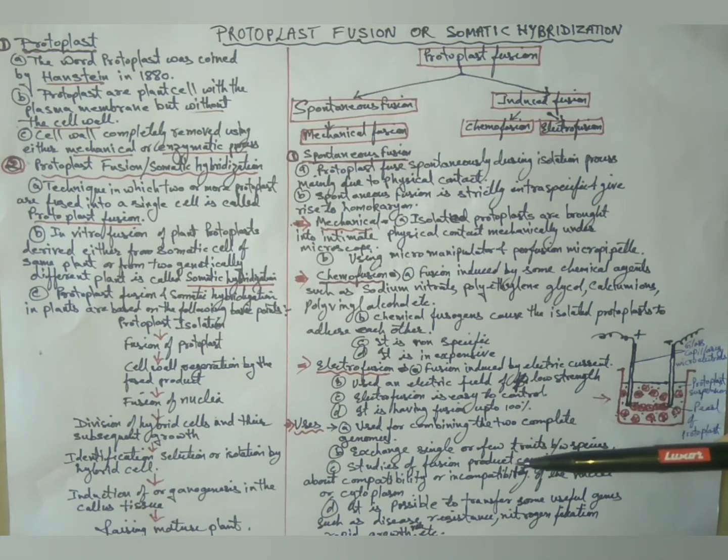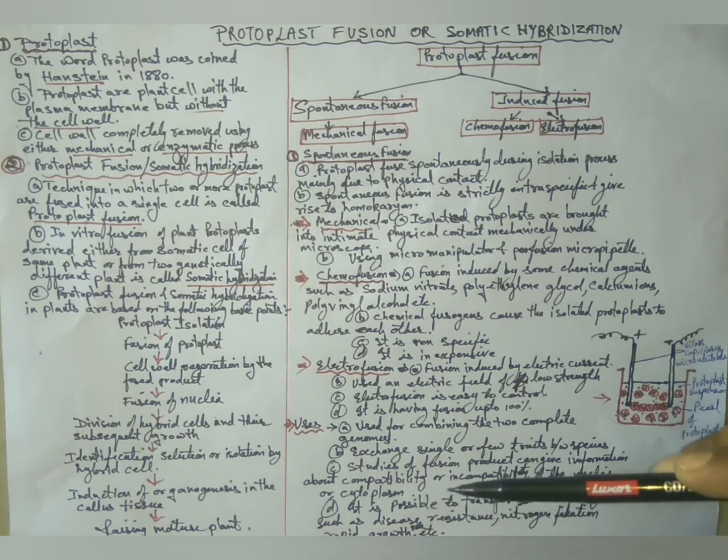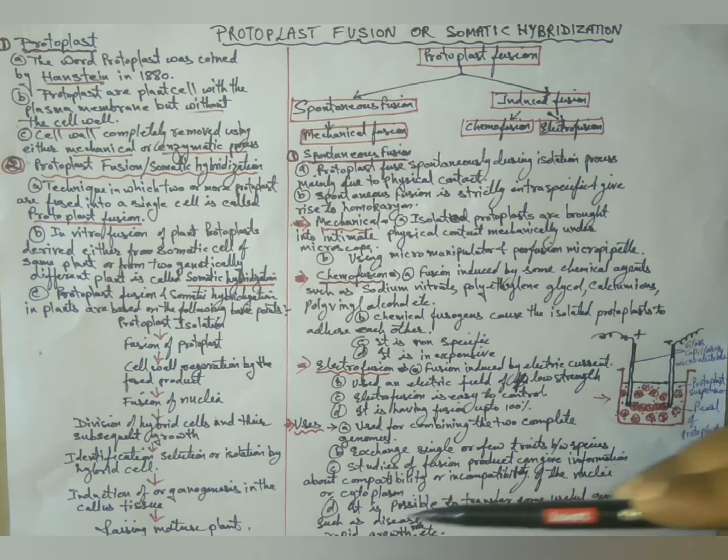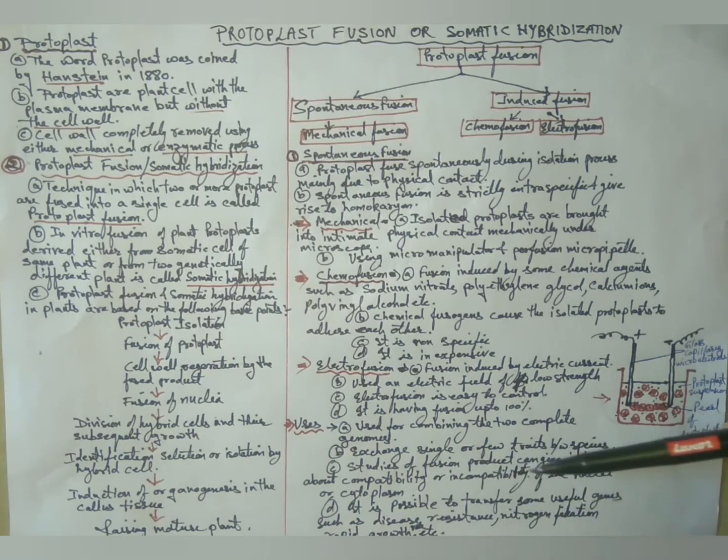Next we come to the uses. It is used for combining two complete genomes and exchanging single or few traits between species. Studies of the fusion product can give information about compatibility or incompatibility of the nuclei or cytoplasm. It is possible to transfer some useful genes such as disease resistance, nitrogen fixation, rapid growth, etc.